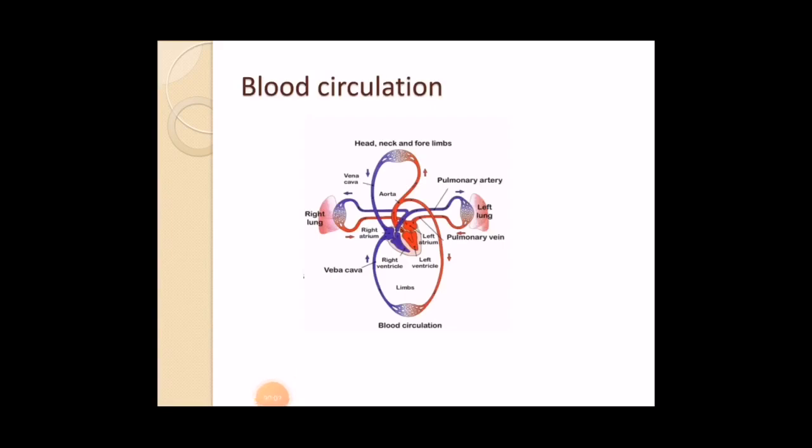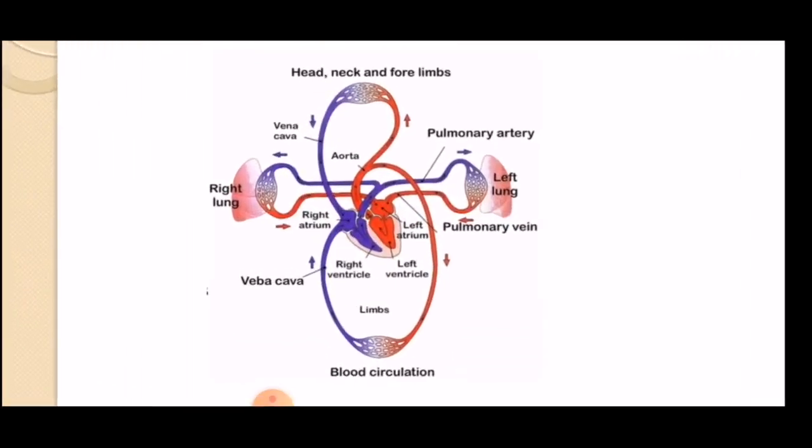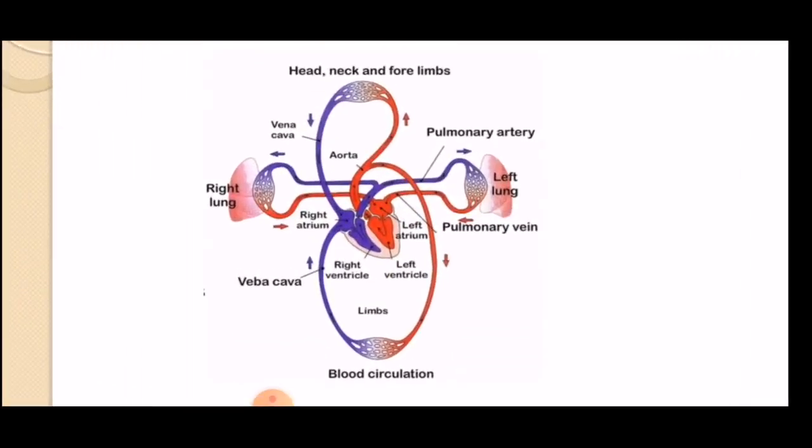Then we will study the blood circulation, or the path of blood through the heart. Steps of blood path through the heart. Number 1, the blood comes from all the body parts to the right atrium through the 2 large veins, which are the superior and inferior vena cava.